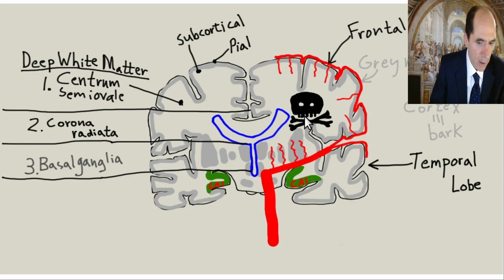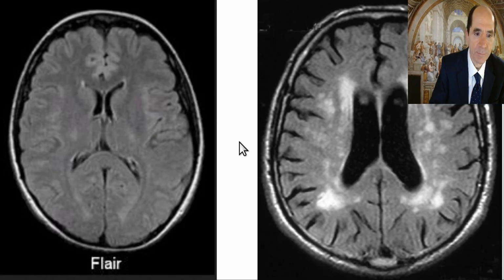I'll show you some MRI of what that looks like. So here's a normal looking brain on MRI. It's nice and tight up against the skull. The ventricles are small. There's not a lot of atrophy. The sulci are small. You don't see a lot of white spots in here. This is a FLAIR sequence, which is another name for a T2 sequence with CSF suppression.